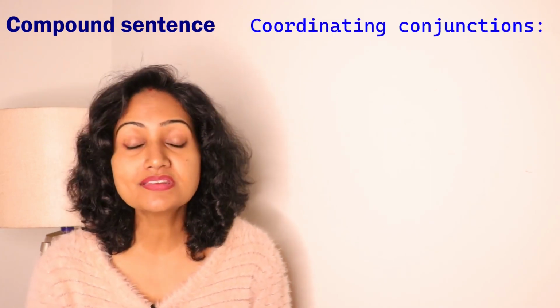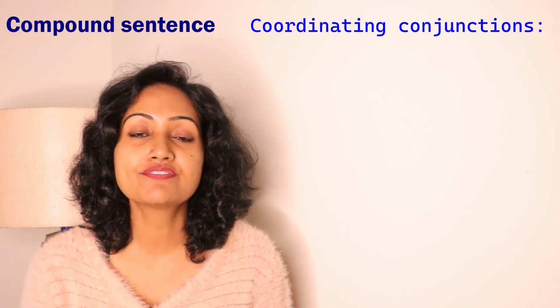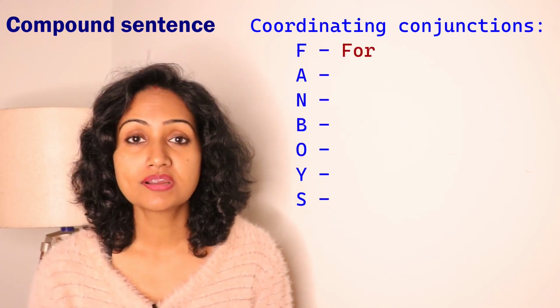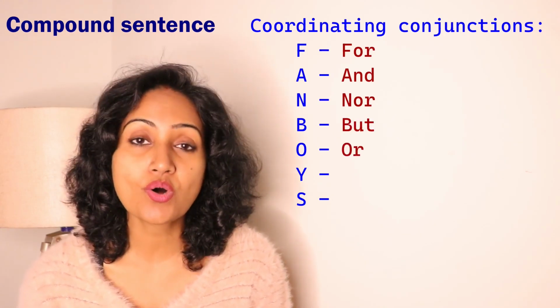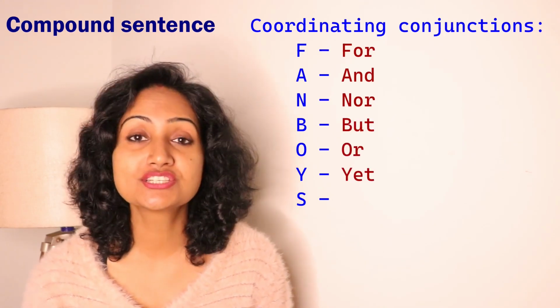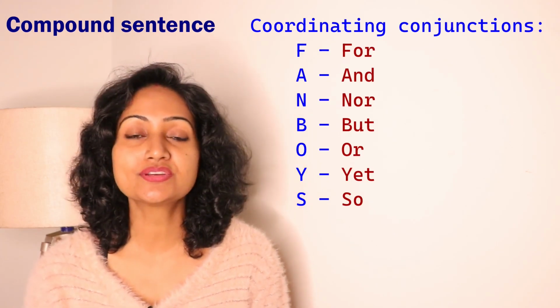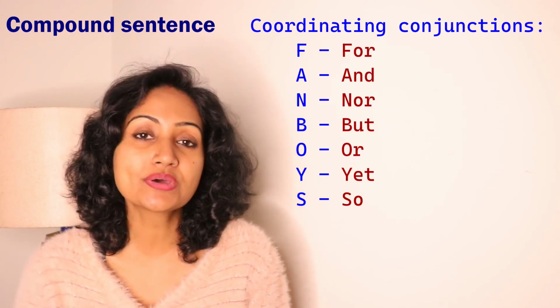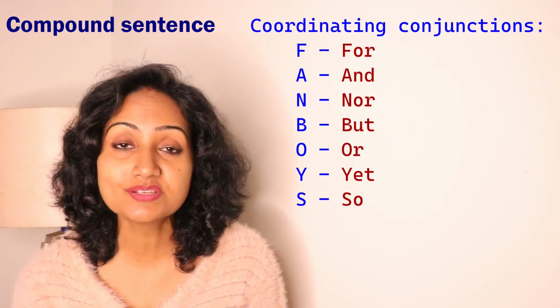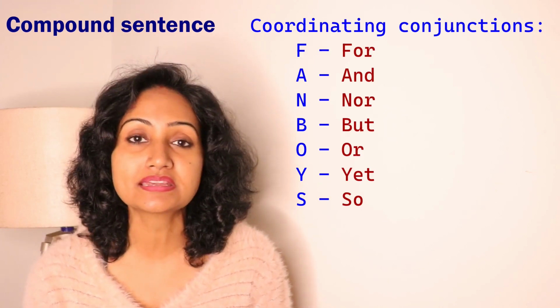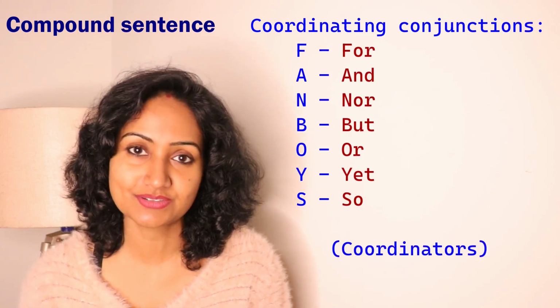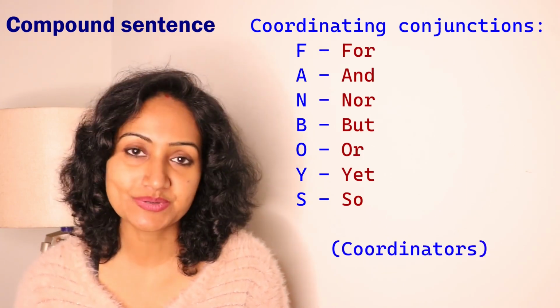So there are 7 coordinating conjunctions: FANBOYS, for, and, nor, but, or, yet, so. So these are the 7 coordinating conjunctions. Whenever we have 2 or more independent clauses in a sentence, then they are always connected by coordinators. Now let's look at some examples.